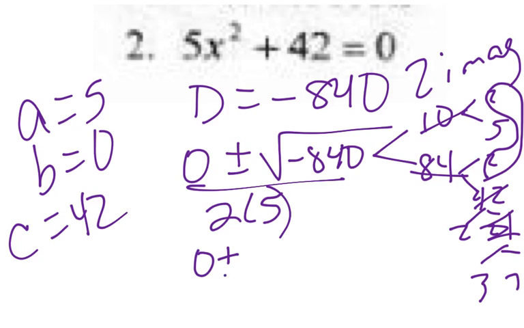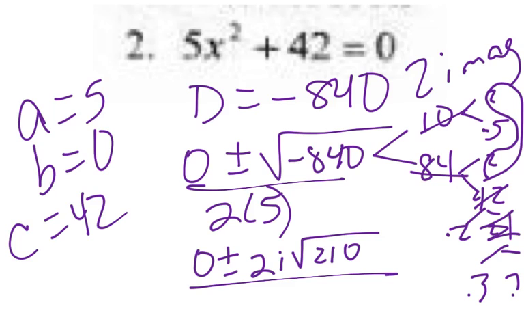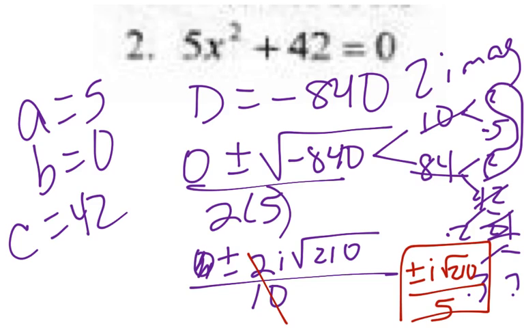So 0 plus or minus, I pulled out a 2. It was a negative, so I pull out an i. Square root of, you got to take 5 times 2 times 3 times 7. 210. All over 2 times 5 is 10. 0 is not necessary, but you need to realize that your 2 and your 10 will cancel. So it becomes plus or minus i, square root of 210, all over 5. 2 imaginary. Imaginary means there's an i. The way I get 2 is I do it once with positive and once with negative. So I do have two imaginary answers.